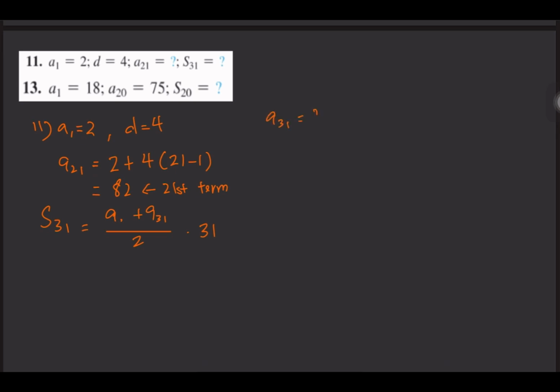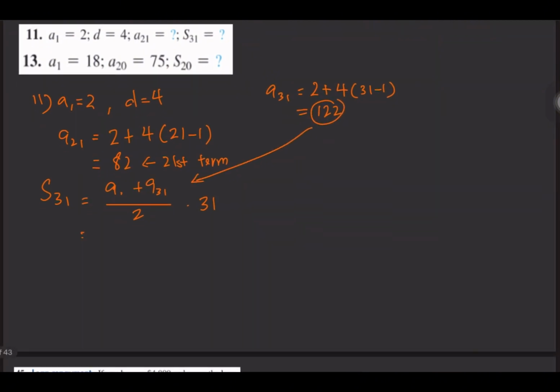How do we find it? It's very simple. 2 plus 4 times (31 minus 1). What do you get? 2 plus 4 times 30. 122. And then we have our answer. We can input it here. So A1, 2, plus 122, over 2, multiplied by 31. We get 1922. And that's your answer.